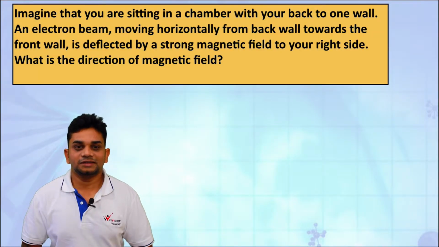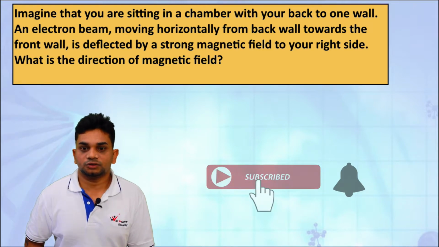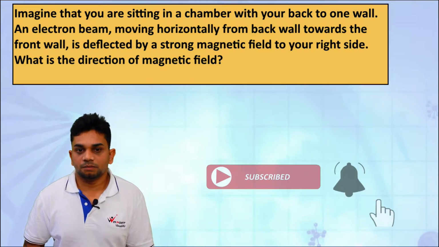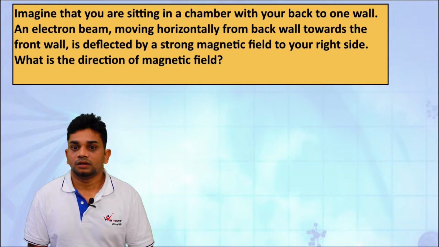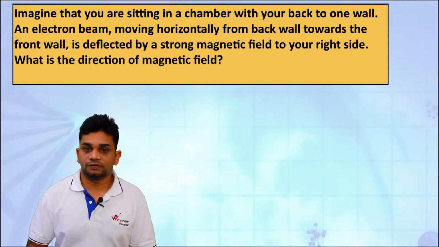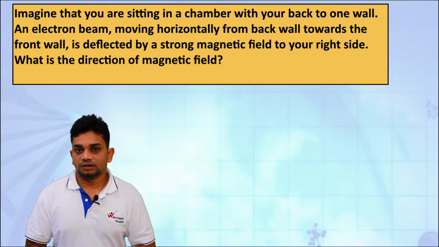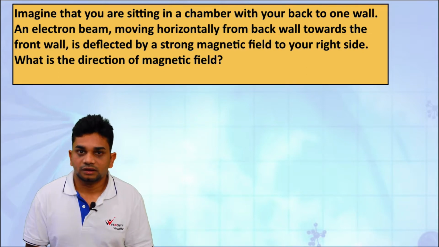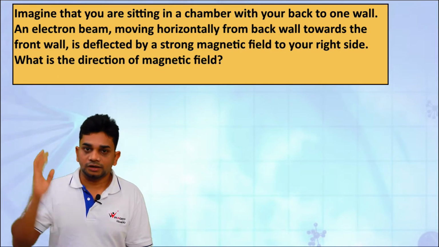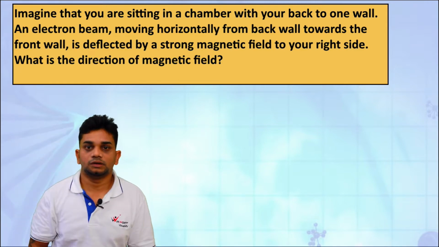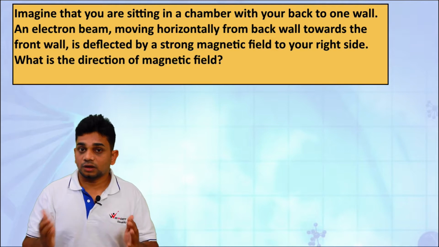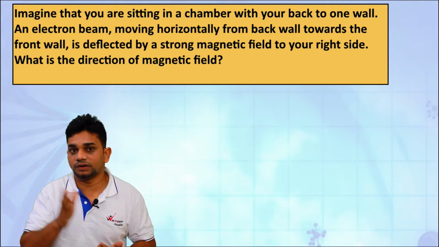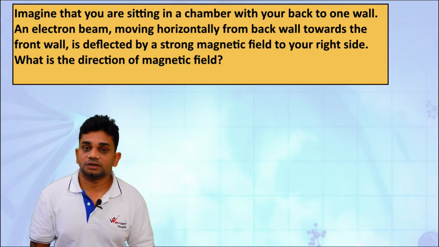Next question. Imagine that you are sitting in a chamber with your back to one wall. An electron beam moving horizontally from the back wall towards the front wall is deflected by a strong magnetic field to your right side. What is the direction of magnetic field? Here it's given that we are sitting at a place and there is an electron beam from the back wall to the front wall, and that electron beam is deflecting towards your right. I am talking about my right. So it is deflecting towards right. We need to find the direction of magnetic field.